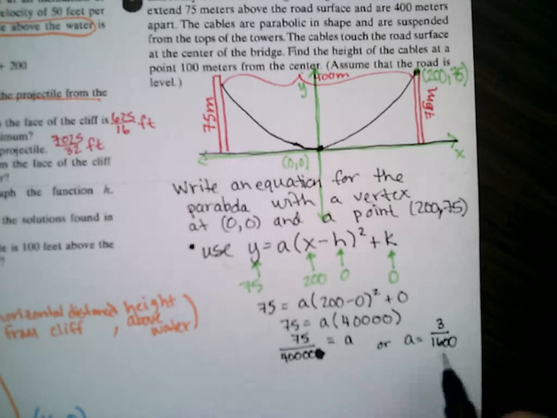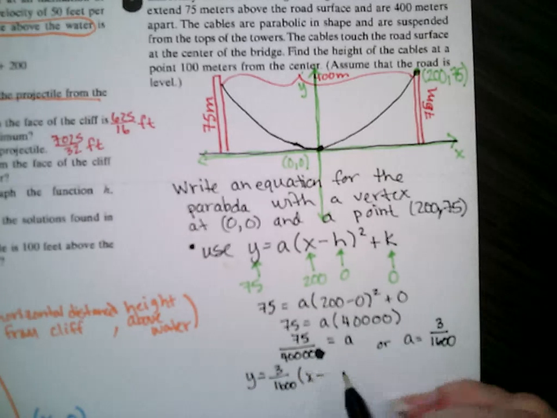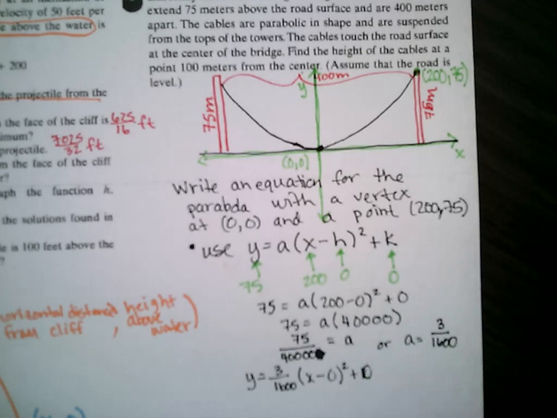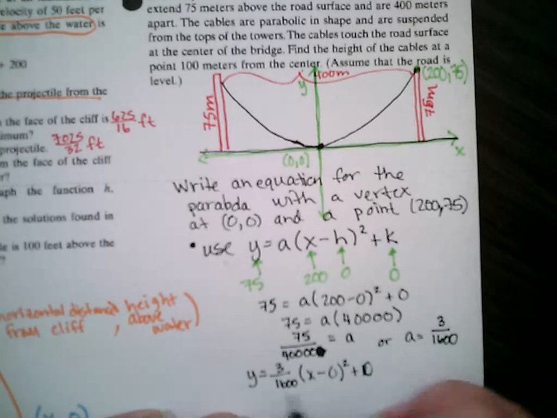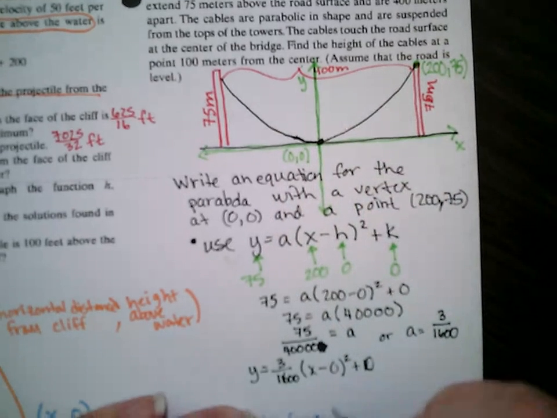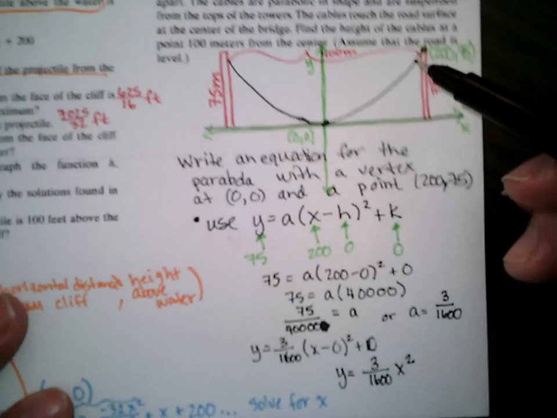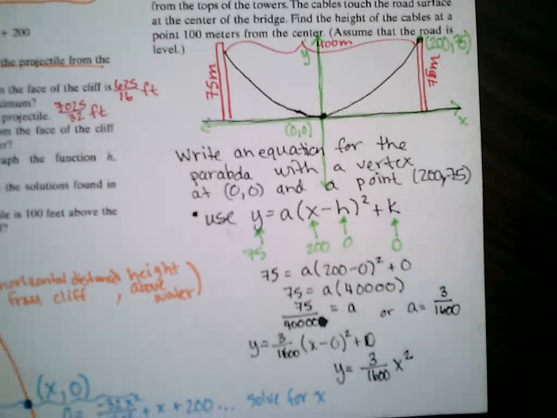So then we're going to rewrite this vertex form. So y equals a, which was 3 over 1,600, times (x minus h, which was 0) squared, plus k, which was 0. So the equation for our parabola that makes the supports for that bridge is going to be y equals 3 over 1,600 x squared. So every point on here is going to follow that rule.